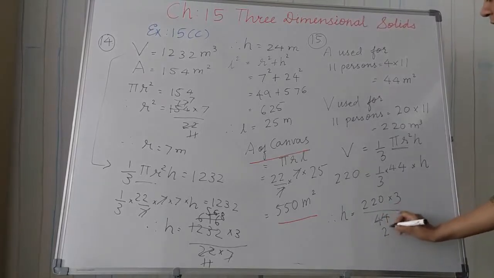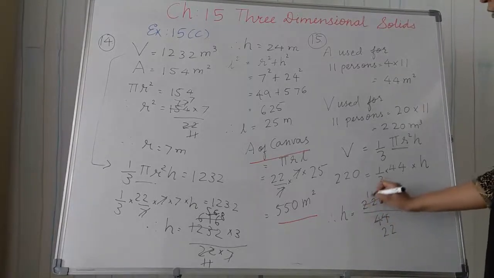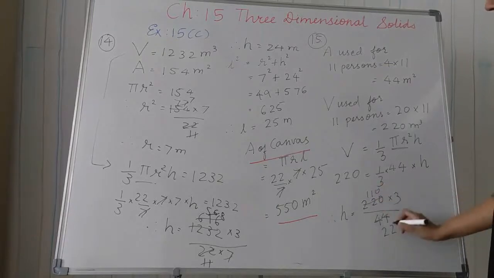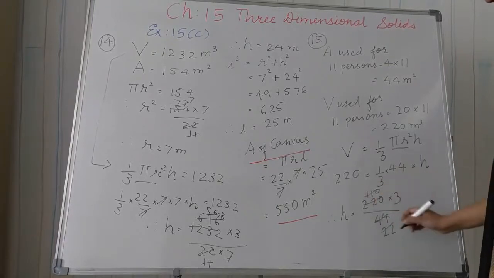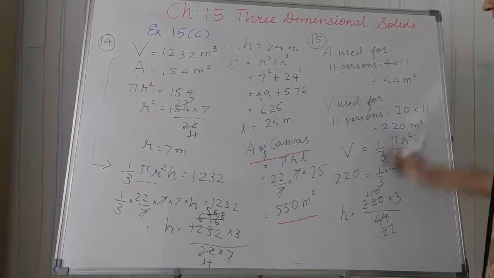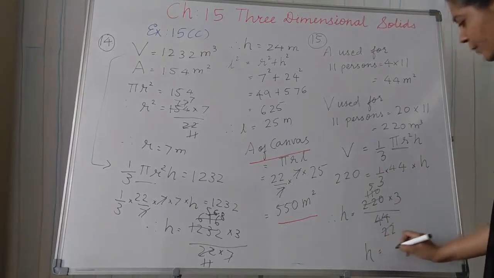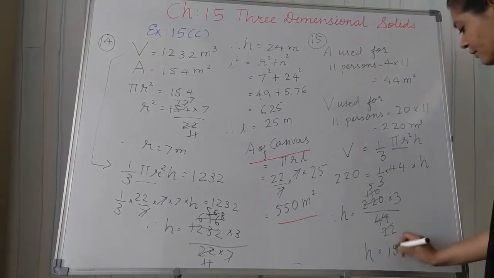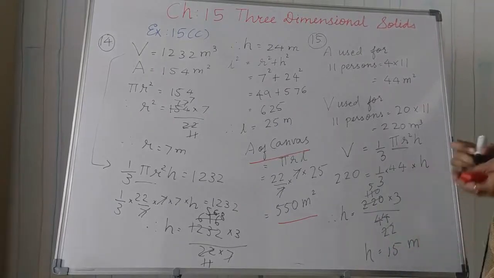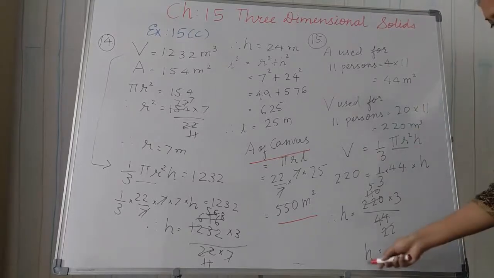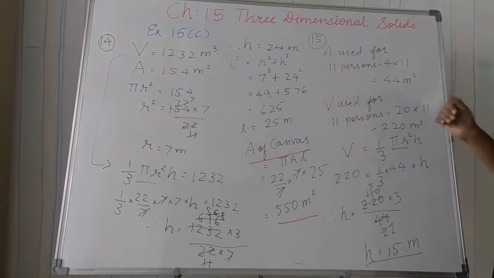So 2 2s are 22, and 2 11s are 22. Then this is 22 and 11. So this is 5 times 3, we cut. So h is equal to 5 times 3, which is 15 meter. So this is our question number 15. Very easily you can solve. 15 meter is the height of this cone.